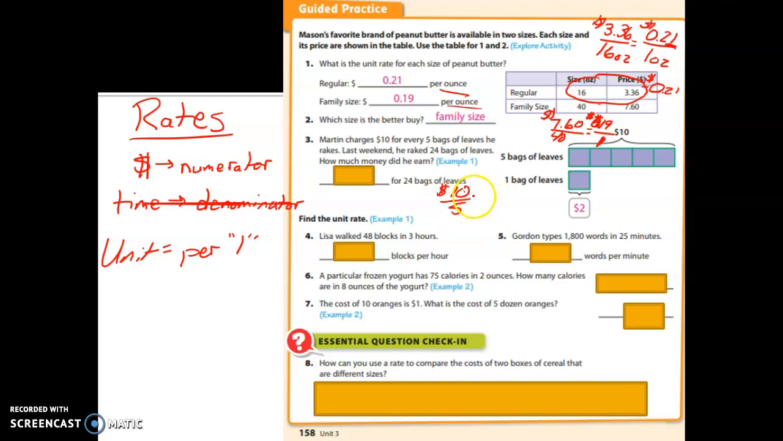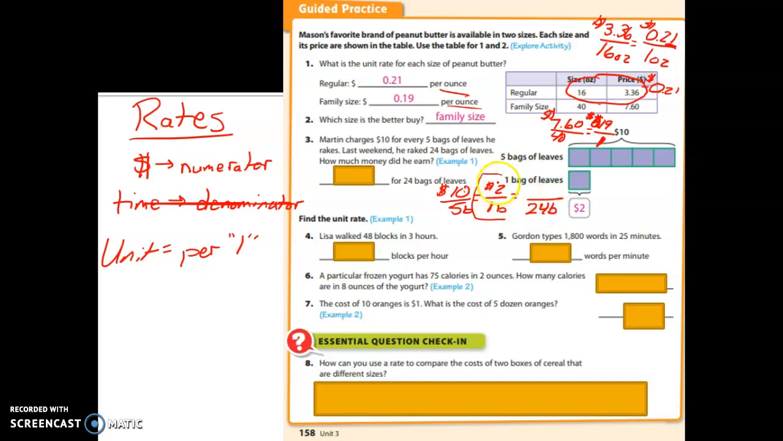The quickest way to do this is find the unit rate. How much is he charging per 1? So for 1 bag of leaves, he's only charging $2. 10 divided by 5 would be $2 for 1. Okay? Once we know how much he's charging for 1 bag, then we can figure out, well, he's not doing 5 bags, right? He's not doing 1 bag, but this is really what's going to help us. But he's doing 24 bags.